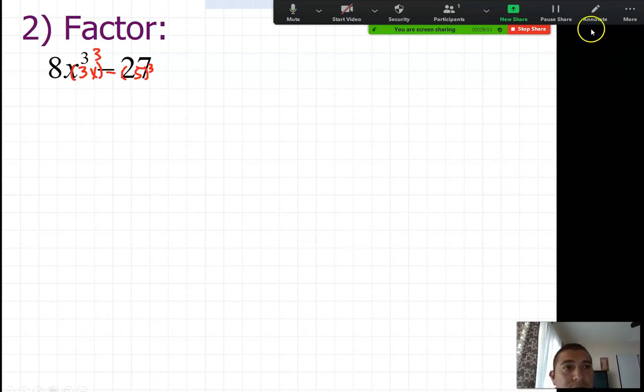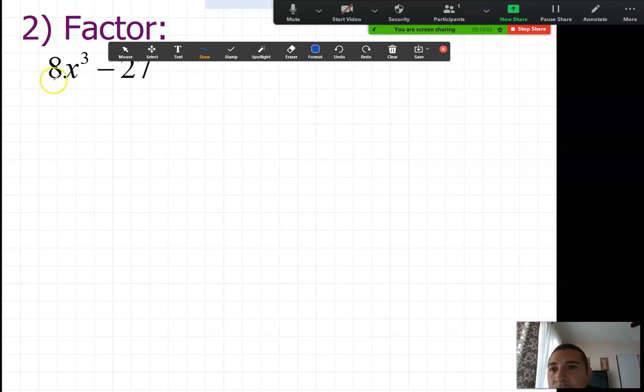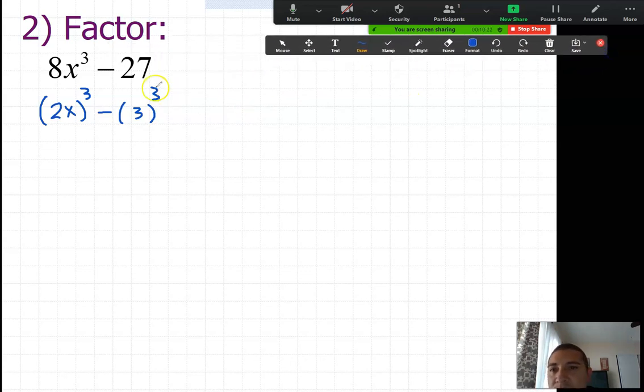Here's another example. So in this problem, what I'm going to do here, 8x to the third power, I could rewrite it as 2 times x, parentheses, raised to the third power, and 27 I could rewrite it as this. This is my a value, this is my b value, and then I set up the template. I always set up the template with the correct signs. So this is a subtraction, so I'm going to go with subtraction, and then it's plus plus.